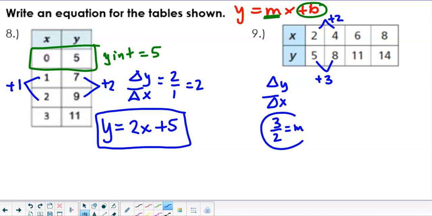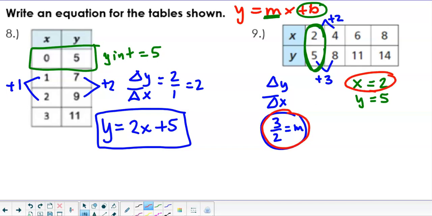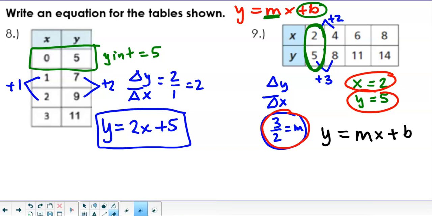That's our m value. Now in order to find our b value, we're going to choose 1 point from the table. I'll choose this one here. And those will represent the x and the y values. And now I'm going to take all 3 of these values and substitute them into the y equals mx plus b formula so I can determine b. So y equals mx plus b is the formula. But I'm going to erase y and replace it with a 5.